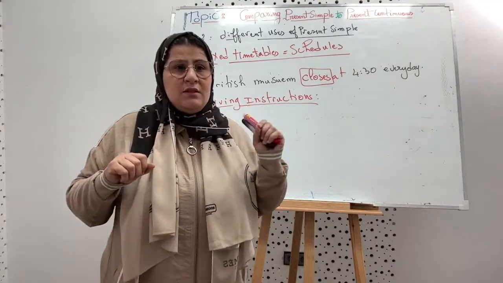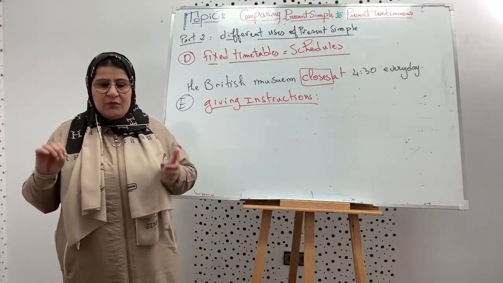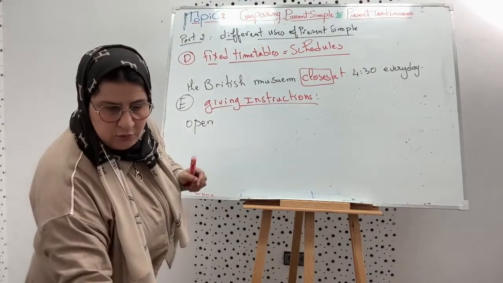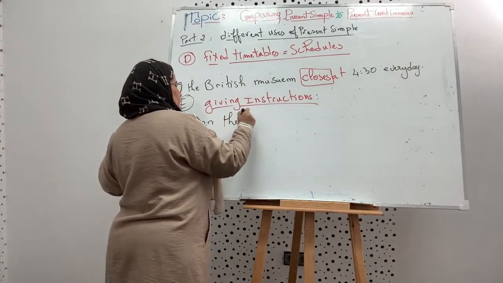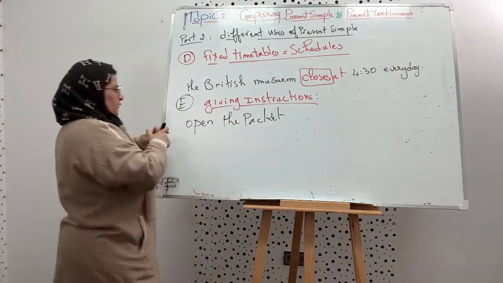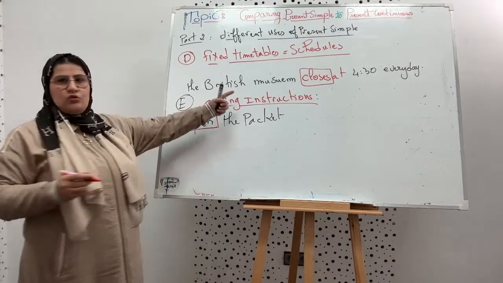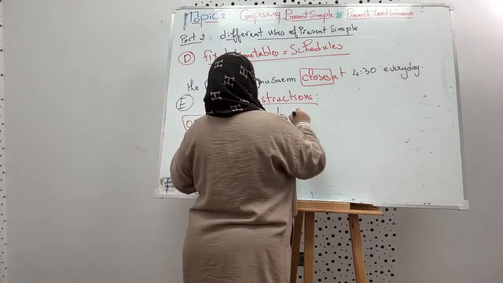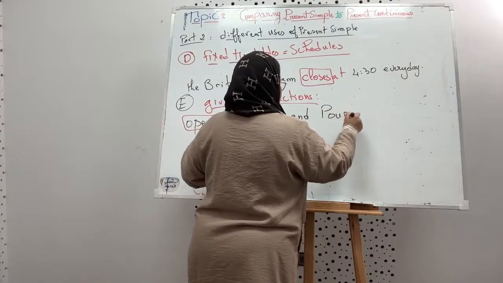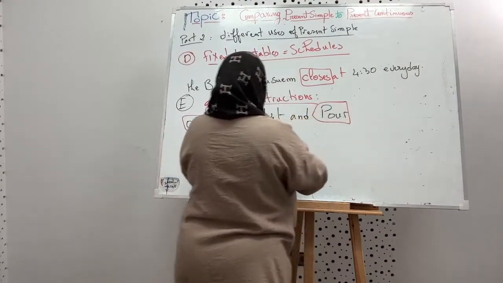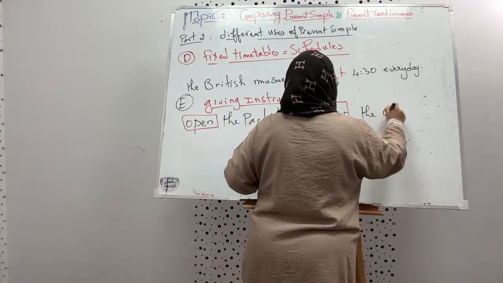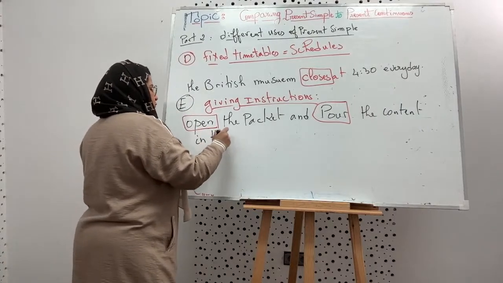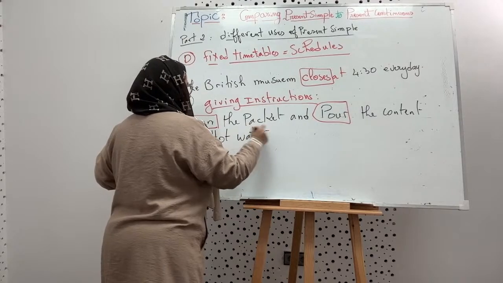You say, keep the medicines away from the reach of children. Another instruction: open the packet. You see, open is in the present simple tense. This is an instruction in the present simple tense. Open the packet and pour the content. You see, pour is also present simple tense. Pour the content in hot water.